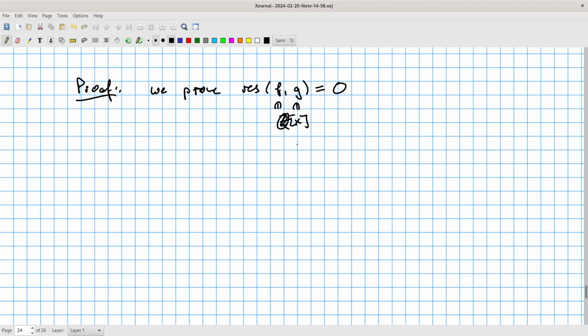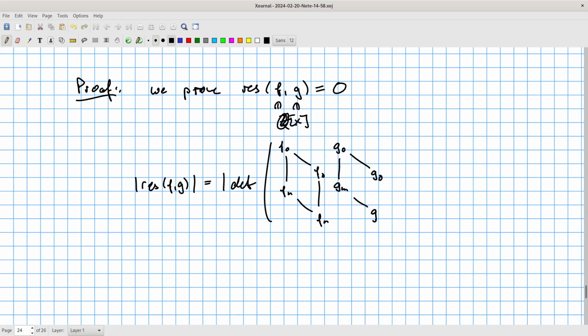And so what can we say about the resultant? Remember what the resultant was. The resultant was the determinant of the Sylvester matrix. And the determinant of the Sylvester matrix was defined like this: f0, f0, fn, fn, and g0, g0, gm, gm, with n rows here and m rows here.